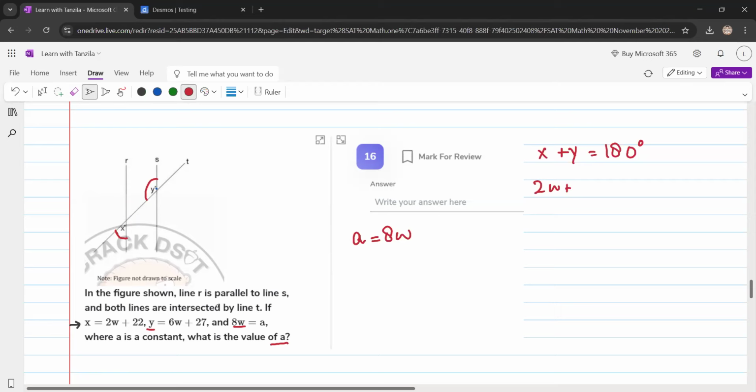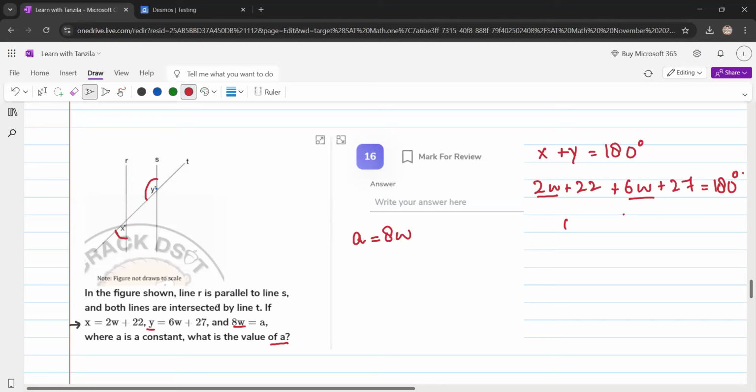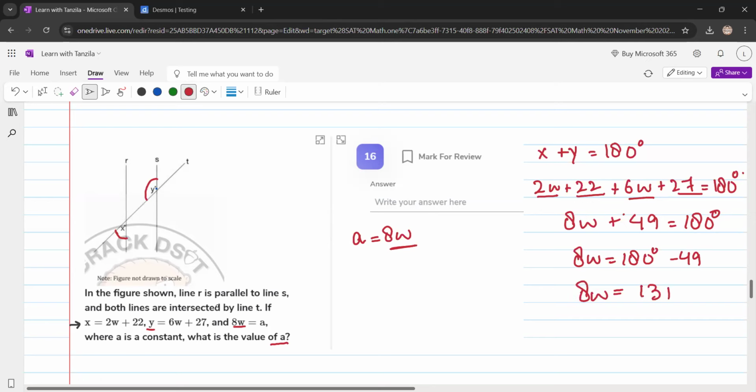Now, X is 2W plus 22, and Y is 6W plus 27, and that is equal to 180. Now, see, I have 2W plus 6W, which is 8W, and that is what I am finding, okay? I won't simplify it here. Anyway, 22 plus 27 is 49, equals 180 degrees. So 8W will be equal to 180 minus 49, which is equal to 131. And that is what I am looking for. A equals 8W, which is 131. And I do not need to solve any further, okay?